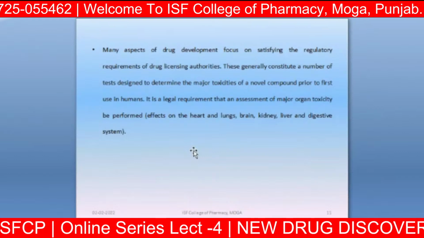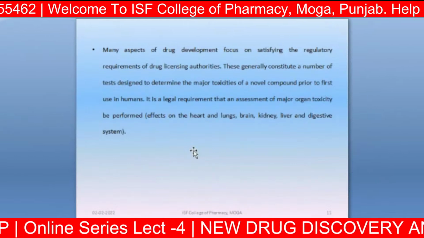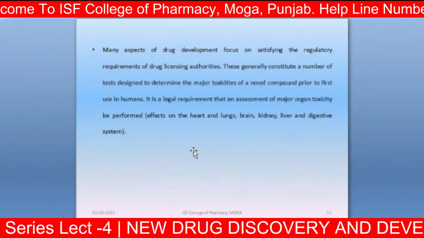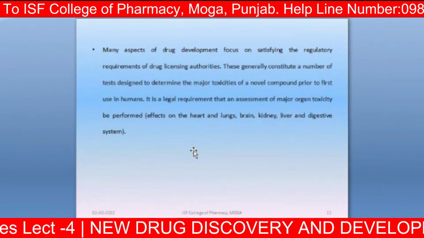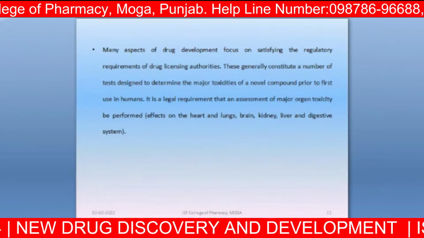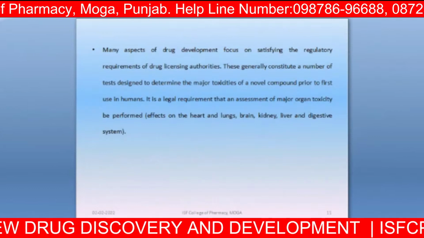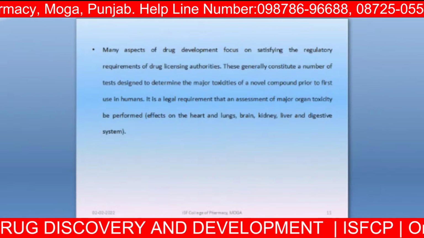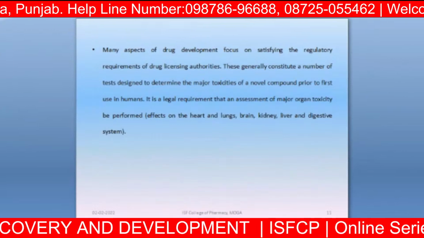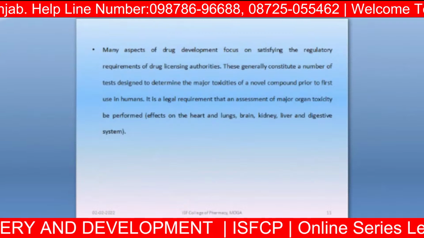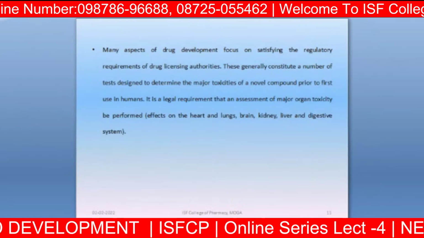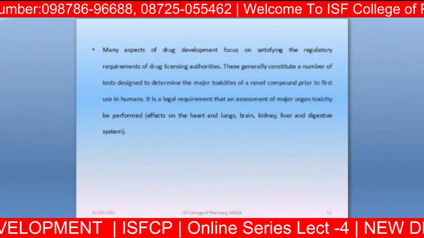It's legal. Next, it is a legal requirement that an assessment of major organ toxicity is performed, as I have discussed, and the test is also confirmed on the heart, lungs, brain, kidney, liver, as well as the GIT system. Meaning to say that our only major task is to cure the cancer of that GIT. So that moiety should not cause any effect to the other sites already discussed. Lungs, brain, kidney must be normal.